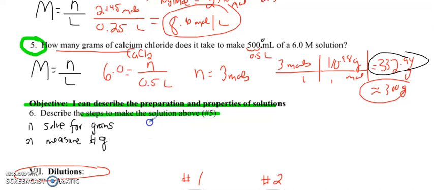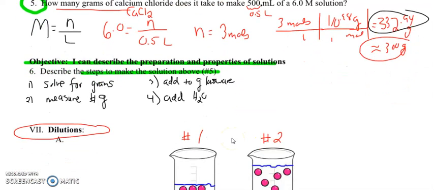So you're going to measure out the grams. You're going to add it to your glassware. So it's going to be a special type of flask we'll see in lab. Then you're going to add your water, and you want to have about 500. I'd recommend you add about half the water, stir it, and then add the rest of the water, and then you're done. Okay, so next thing we're going to talk about is dilutions.